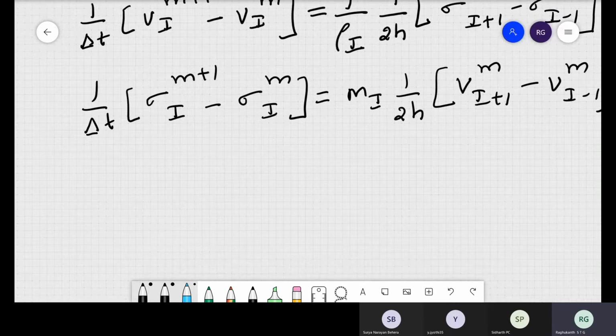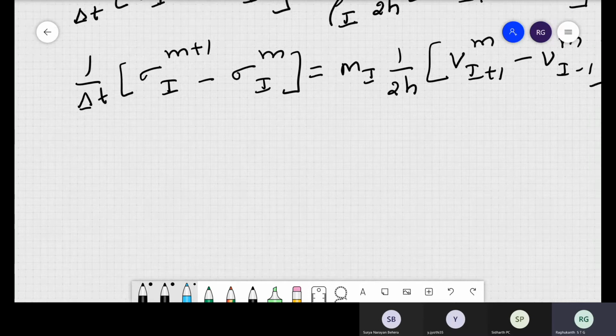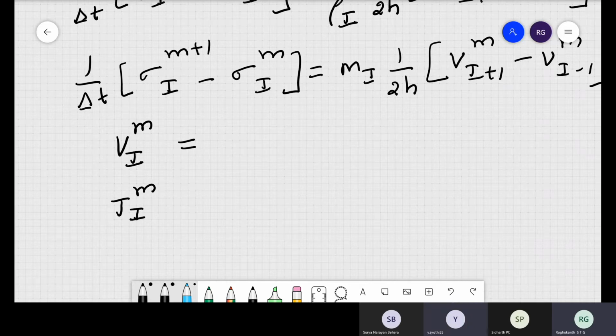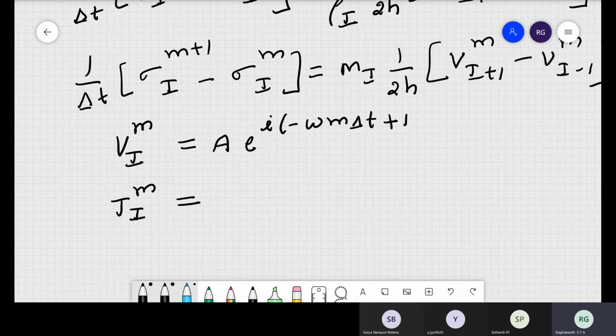Now we want to find out its stability. What do you have to assume to check the stability of a finite difference scheme? Previously also we have done this. We have to substitute the solution. You have to write e to the power of i(kx plus omega t), but you have to write it in finite difference form. So this becomes e to the power of i(minus omega m delta t plus k i h). This is how we write it.